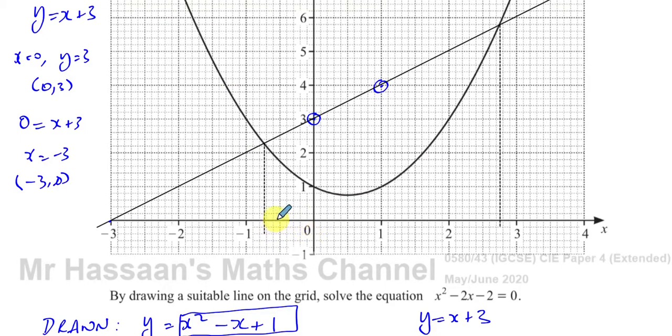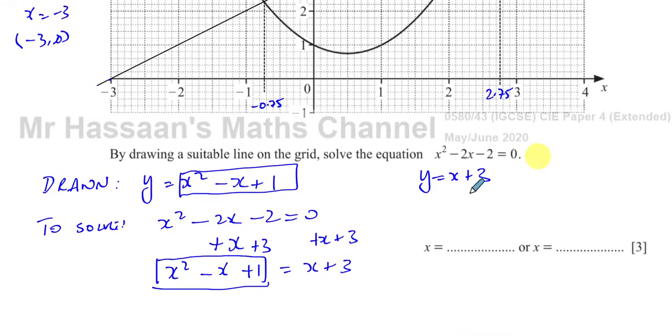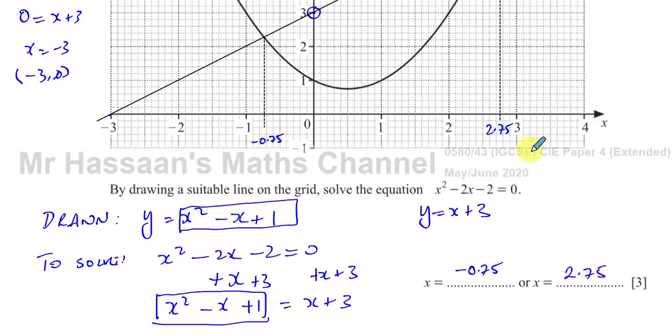So this is like negative 0.75, and here we got 2.75. So those are the two x values. x equals negative 0.75 or x equals 2.75. Those are the solutions; we've solved this equation graphically.